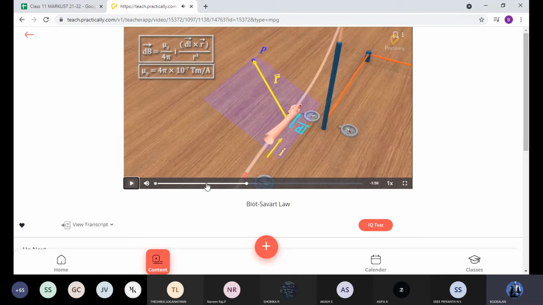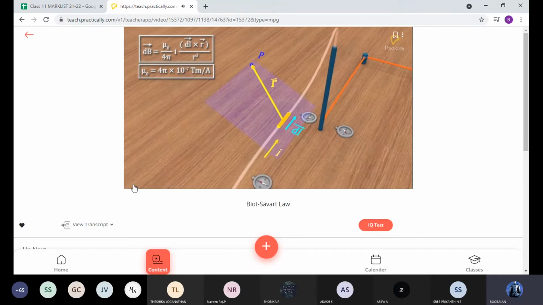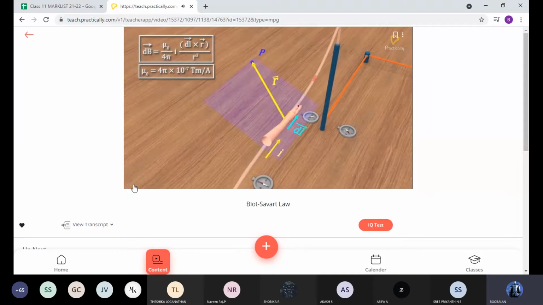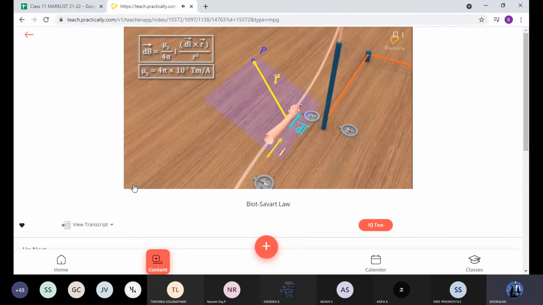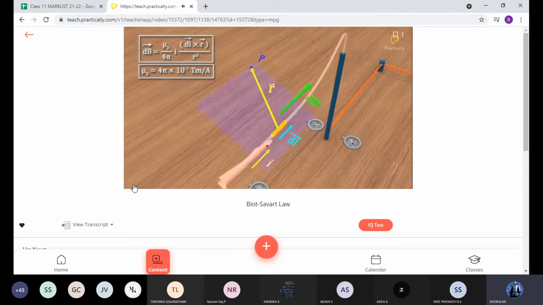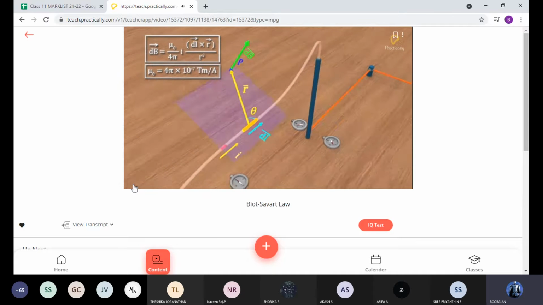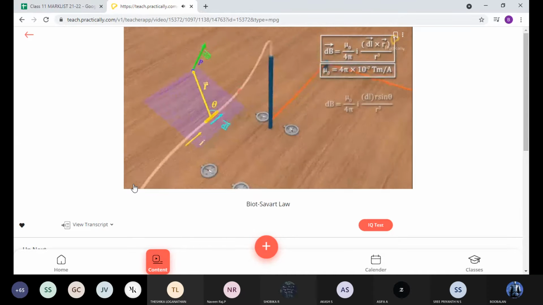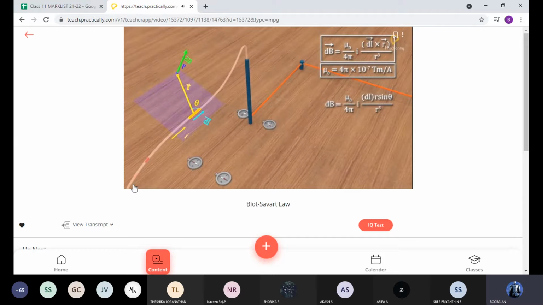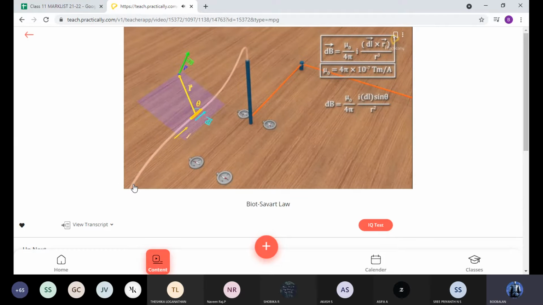Containing the current element dl bar and r bar. When the fingers of the right hand are curled from dl bar to r bar, the thumb points along dB bar. Let theta be the angle between dl bar and r bar. Magnitude of the magnetic field due to the current element dB is equal to mu naught by 4 pi I dl sine theta by r square.